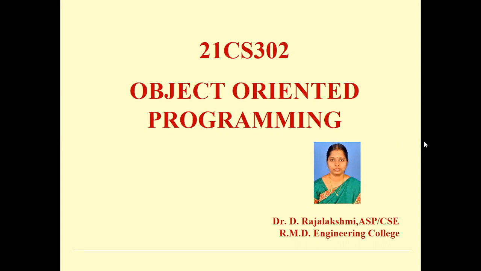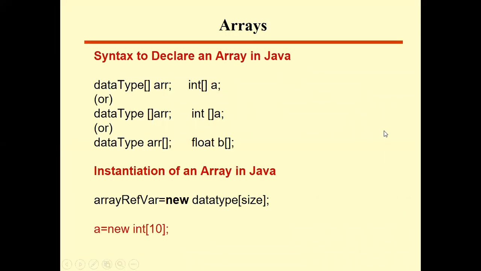Arrays in Java. First, we will talk about arrays in Java, arrays of objects, and the respective examples. An array is a data structure that contains homogeneous elements. Homogeneous means all the elements in the array are of the same data type. On screen, you can see the syntax for declaring and instantiating an array in Java.